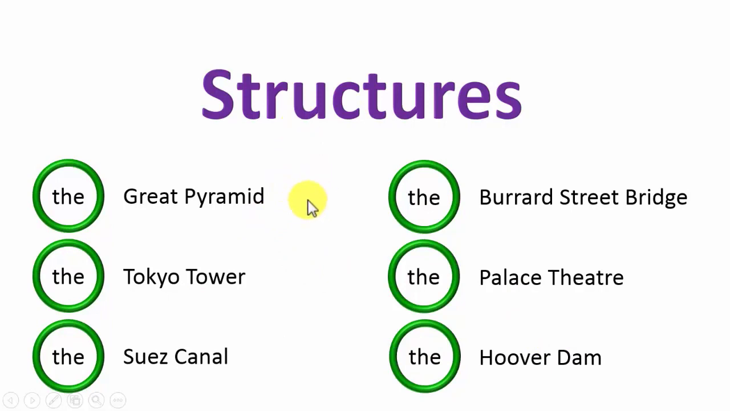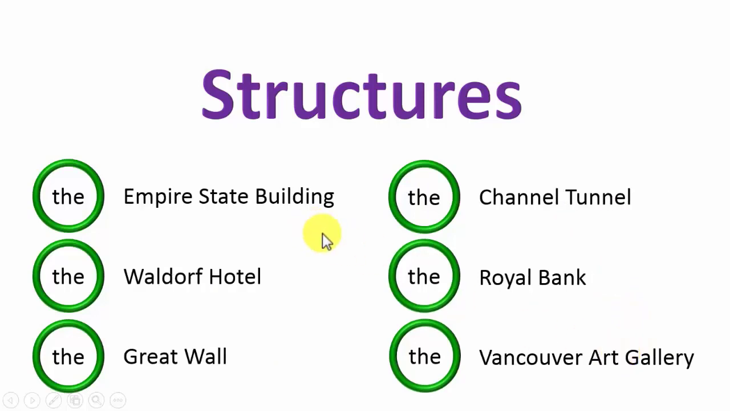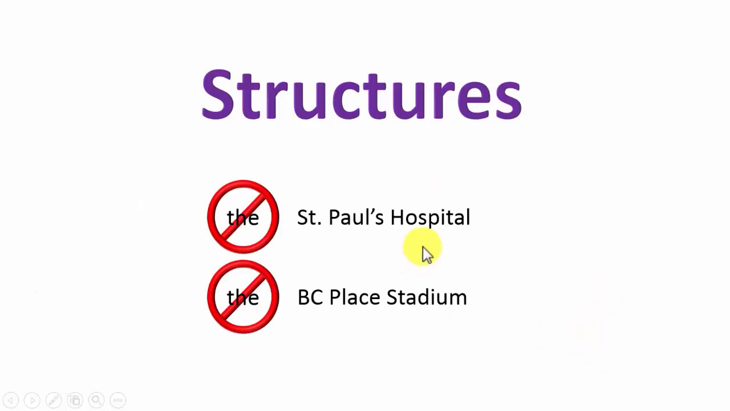Structures. So most structures use the. The Great Pyramid, the Tokyo Tower, the Suez Canal, the Broad Street Bridge, the Palace Theater, the Hoover Dam, the Empire State Building, the Waldorf Hotel, the Great Wall, the Channel Tunnel. All banks use the: the Royal Bank, the Vancouver Art Gallery. But some structures don't use the, such as hospitals, St. Paul's Hospital. And most stadiums don't use the, such as BC Place Stadium.